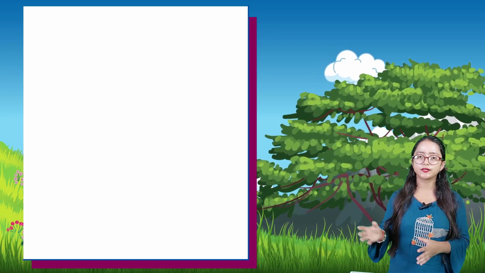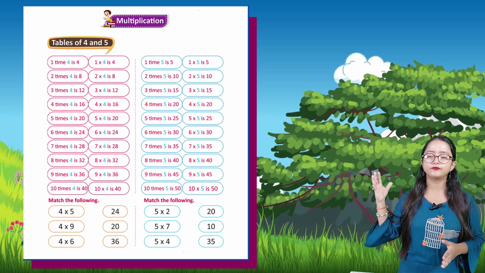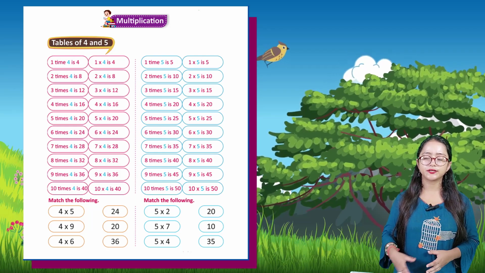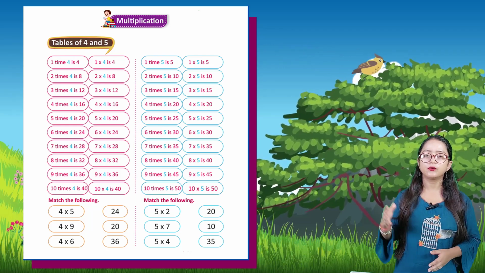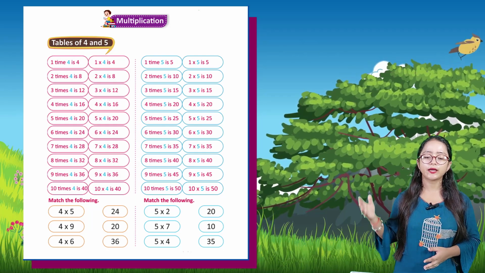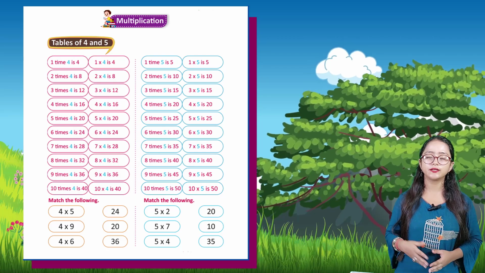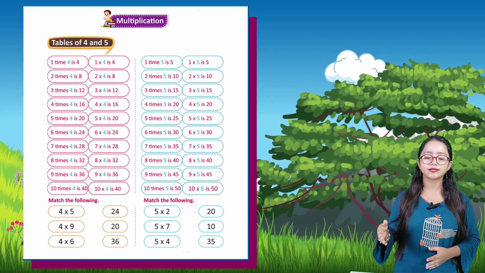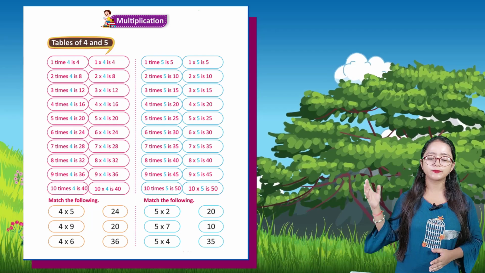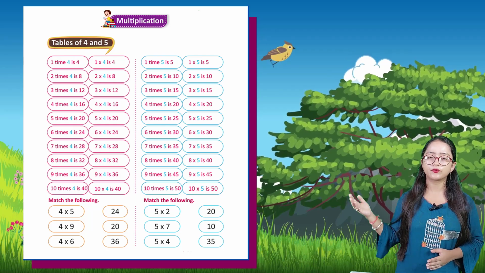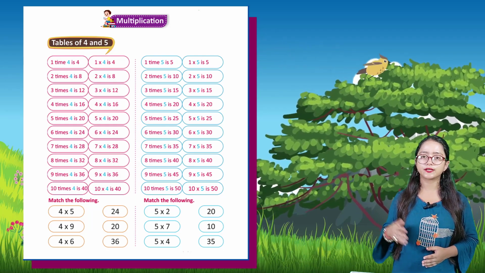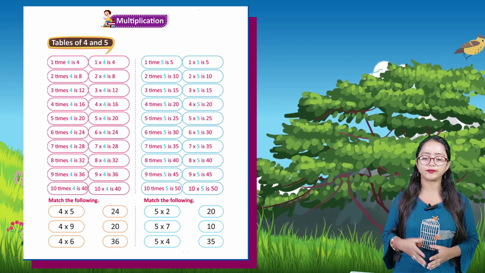Now students, turn the page and the next one is the table of 4 and 5. So let's read the first one, that is the table of 4. 1 times 4 is 4. 2 times 4 is 8. 3 times 4 is 12. 4 times 4 is 16. 5 times 4 is 20. 6 times 4 is 24. 7 times 4 is 28. 8 times 4 is 32. 9 times 4 is 36. 10 times 4 is 40.